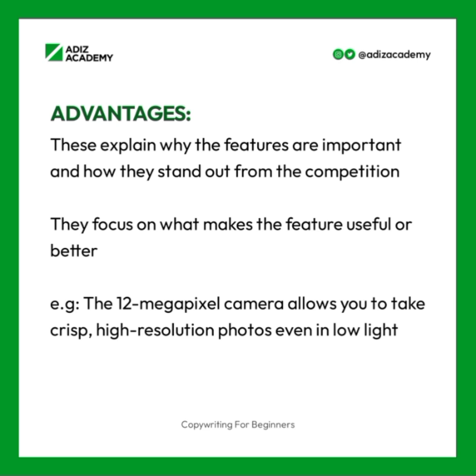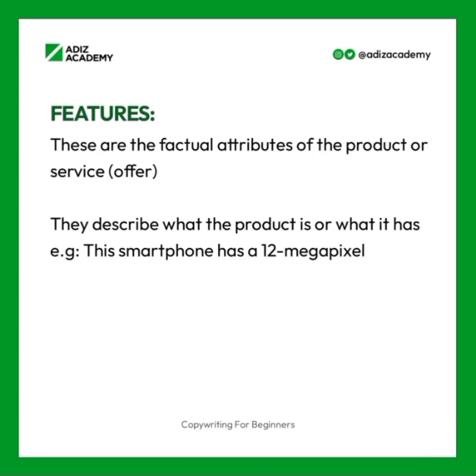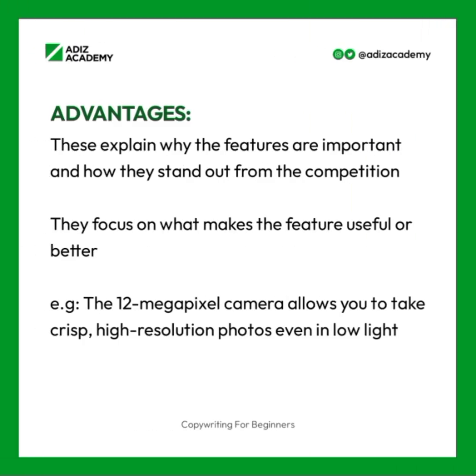Right? Then let's use the example of the phone. We said this smartphone has a 12 megapixel camera. Then here we can say the 12 megapixel camera allows you to take crisp, high resolution photos even in low light. What have we done there? We have talked about the feature, and then we have now shown you why the feature is useful, the advantage of the feature. You get? So this is making you feel like, okay, yes, this is actually very useful for me.